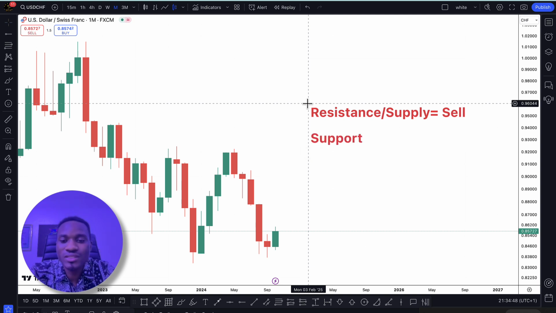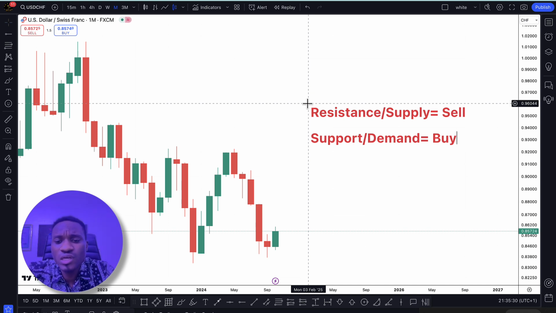The opposite of resistance is support. Support is like the floor of a building, a structure you stand on, right? What are the interests of traders at support? Traders are interested to buy from support. And what is the interest of traders at a demand zone? Traders are interested to buy. Now, most traders have this misconception that support and resistance are different from demand and supply, that demand and supply is the best, and resistance and support is weak. Do not get yourself confused.